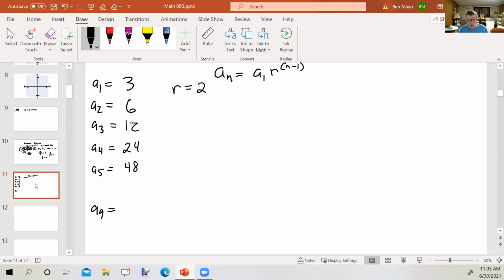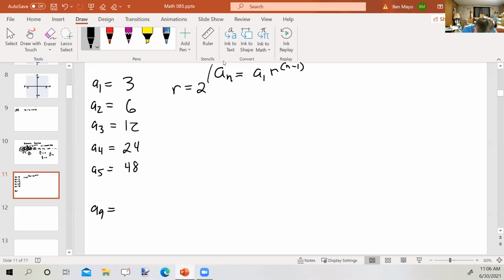Now, we could just keep going and find a sub 6, a sub 7, a sub 8, and a sub 9 by continuing to multiply each term by 2. But again, this one they asked for a sub 9. What if they asked for a sub 42? You wouldn't want to sit there and keep doubling things, okay? So we're going to look at it a different way.